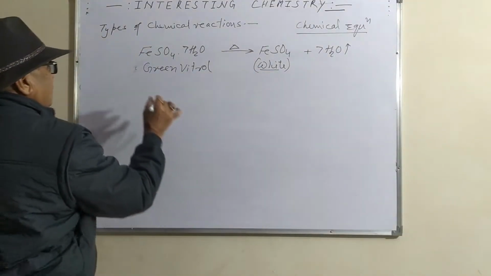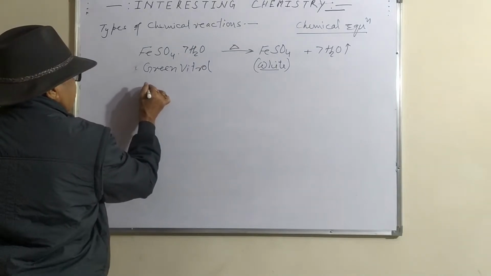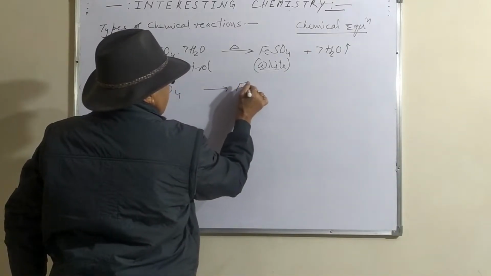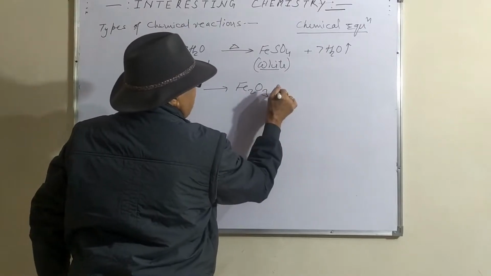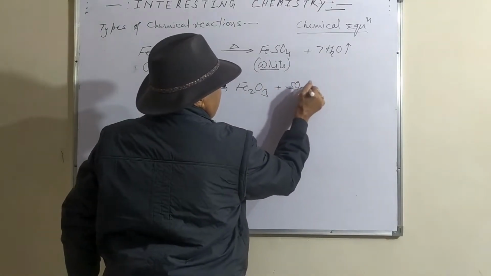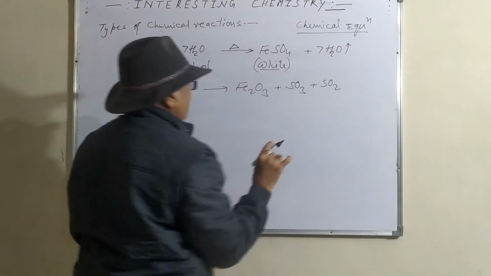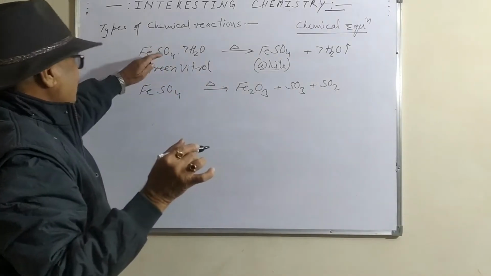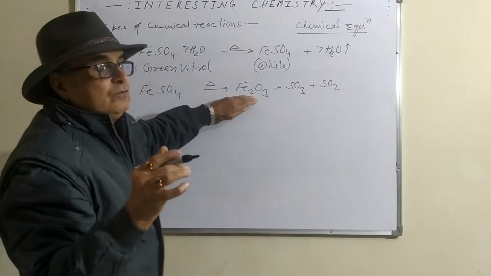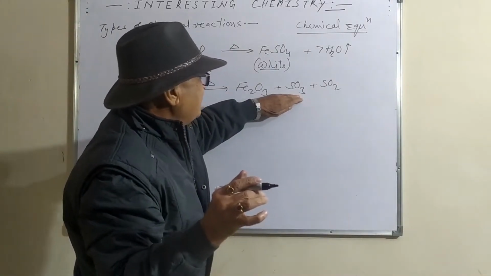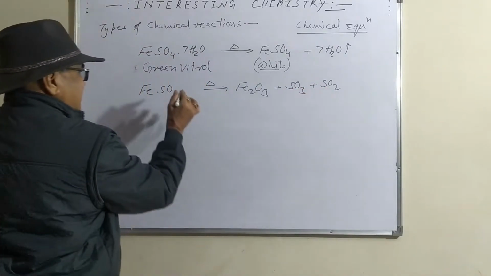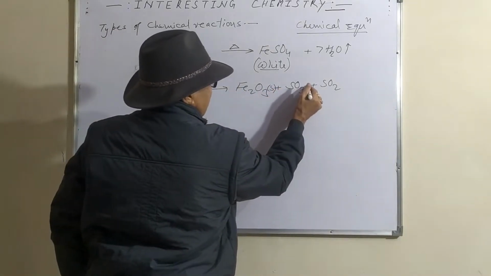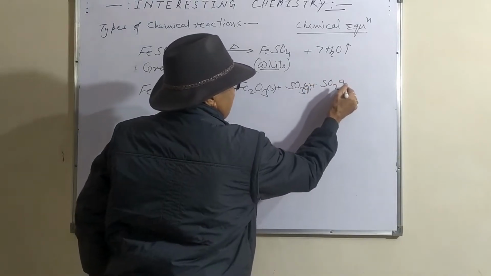Now FeSO4, when heated to a higher temperature, will turn into Fe2O3 plus SO3 plus SO2. So when FeSO4 is heated, it will decompose into Fe2O3, ferric oxide, sulfur trioxide and sulfur dioxide. Fe2O3 is a solid, and SO3 is a gas, and SO2 is a gas.